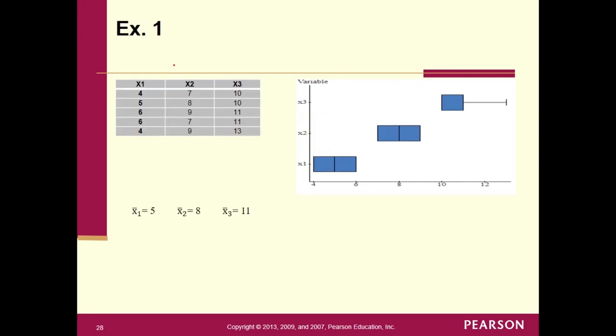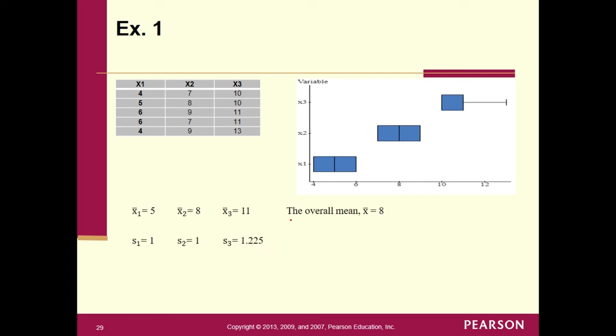So let's say that we had our 3 different samples, okay? And so we got 3 populations. We took a sample from each one, and here are the numbers, all right? And x bar 1 turned out to be 5, x bar 2 turned out to be 8, x bar 3 turned out to be 11, and there are the different box plots for them.